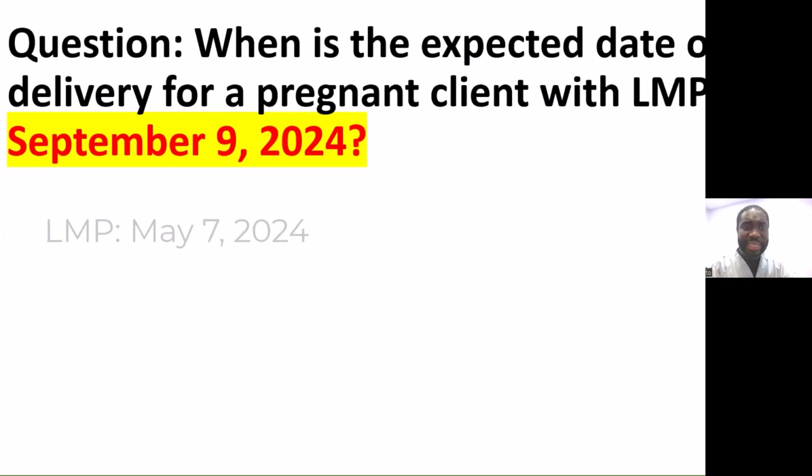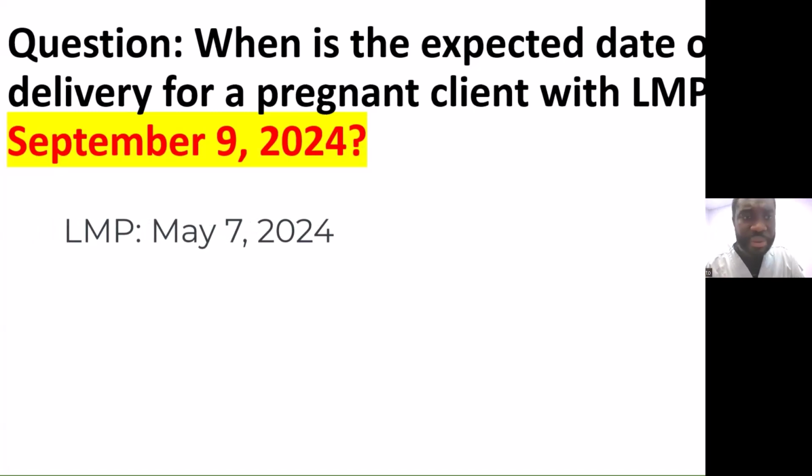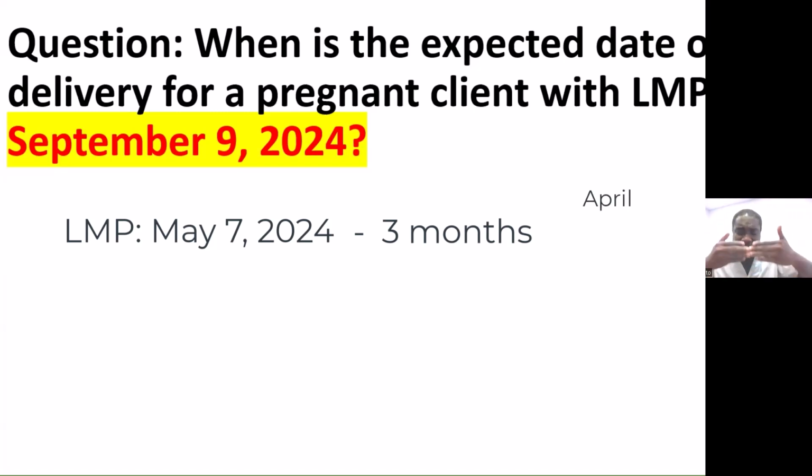Let's go back to our whiteboard. The first day of menstruation, May 7th, 2024, minus 3 months. Please, what does that bring me to? Minus 3 months. So we go to April, we go to March, we go to February. So that would be February.